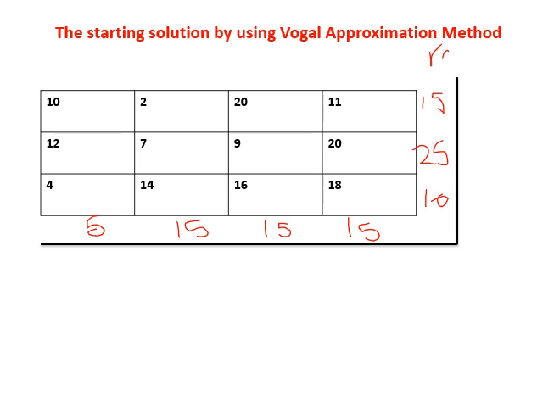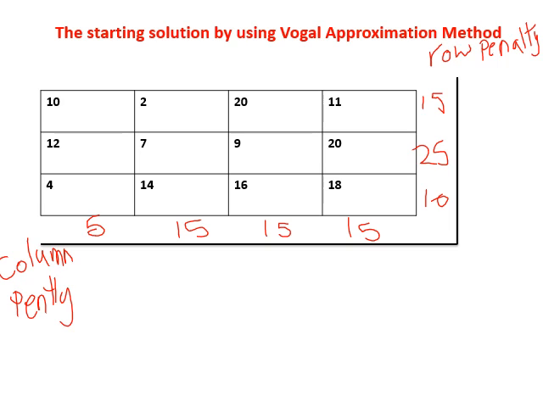Row penalty and column penalty. What does this mean? Let's see. The row penalty is the difference between the smallest two costs in each row, and the column penalty is the difference between the smallest two costs in each column.